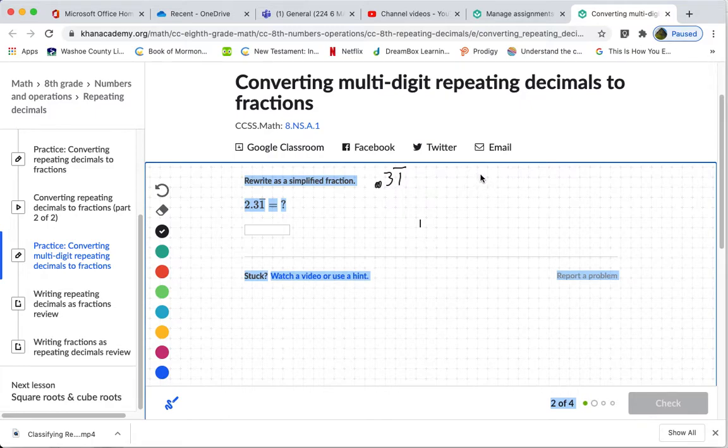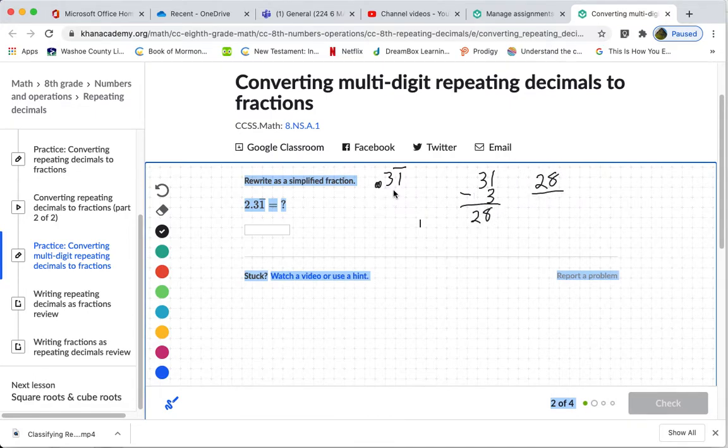So step 1, we're going to write out 31. That's the whole number, right? Step 2, we're going to subtract the non-repeating part. And so the non-repeating part is a 3. So 31 minus 3 is 28. And that is our numerator. So 28 is our numerator.